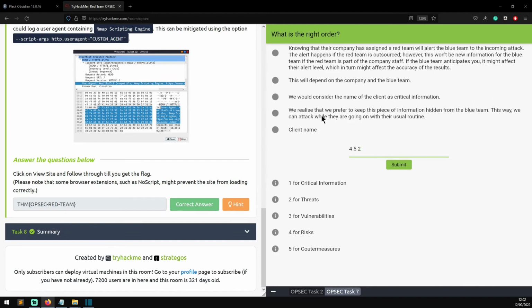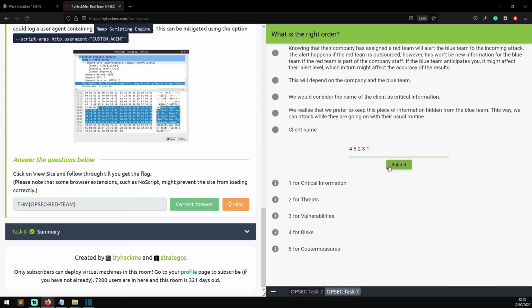We realize that we prefer to keep this piece of information hidden from the blue team. This way we can attack while they are going on with their usual routine. And they're saying that's vulnerabilities. Yeah, you wouldn't want to give the blue team knowledge of your vulnerabilities. And the last one, the client name is critical information. So that does make sense. It's just kind of hard to get your head around it at first.